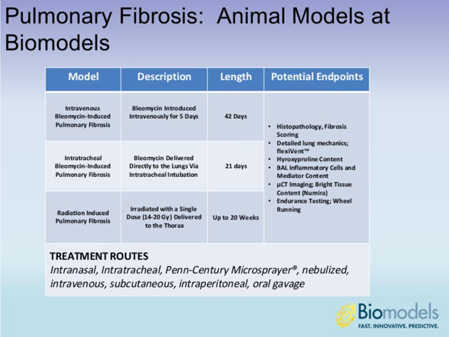In this case, the endpoints are similar to the earlier models. We look at histopathology, fibrosis scoring. Again, we can look at detailed lung mechanics with the flexiVent. We always look at hydroxyproline content. We can look at the inflammatory cells, inflammatory mediators. In this case, we're going to present some micro-CT imaging of bright tissue content by Numera. And we can also do endurance testing or wheel running, which would really be indicative of the 6-minute walk. And the treatment routes in this model generally follow.